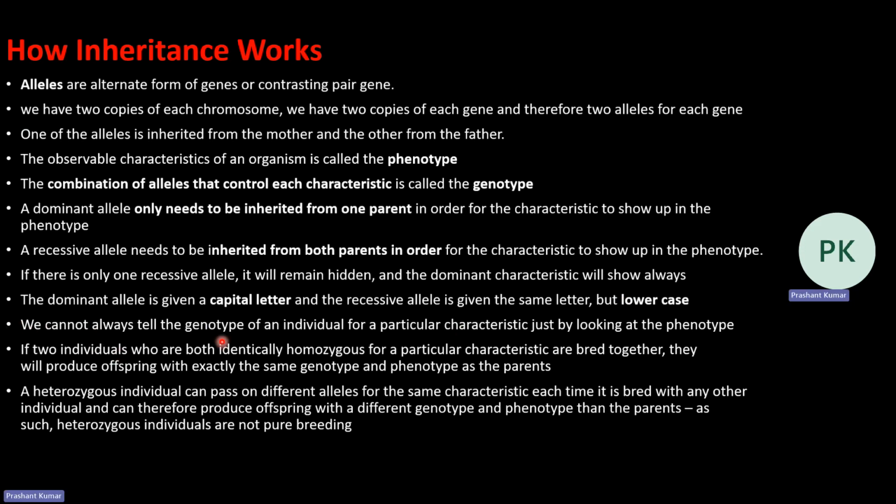So we cannot always tell the genotype of an individual for a particular characteristic just by looking at the phenotype, right? Suppose a red flower. Red flower means capital R, capital R. That means when both the parents have given the dominant gene, then of course the plant will be red. But what about the heterozygous form? One capital R and then small r. Here, parents have given two different types of genes. This is heterozygous. Okay.